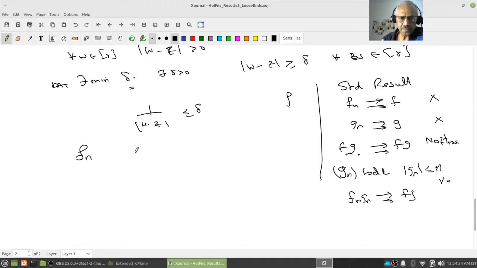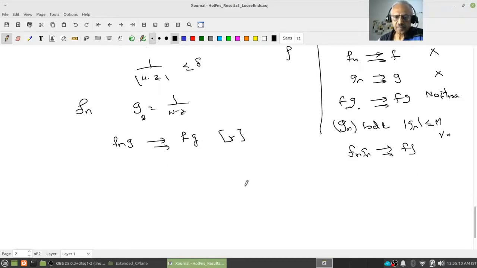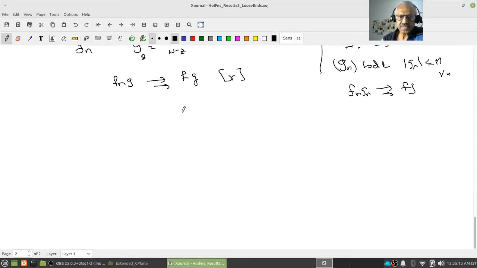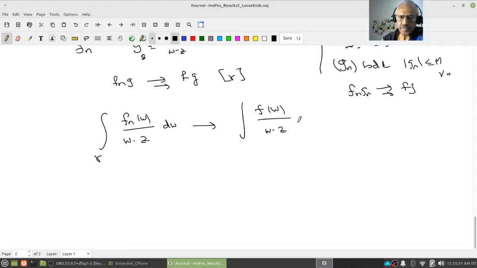So I have my Fn, and my G I can take to be 1 by w minus z. If you want, I can also take Gn, but that is all the same. It does not depend upon z. Therefore, Fn G converges to FG uniformly on gamma. Please understand this. Therefore, the path integral converges. What is the path integral? That is the integral of fn of w by w minus z over gamma dw, which converges to the integral of f of w by w minus z dw.